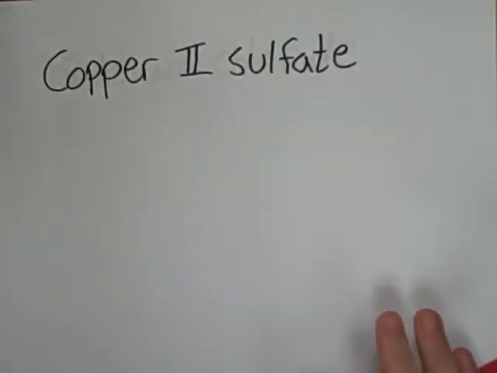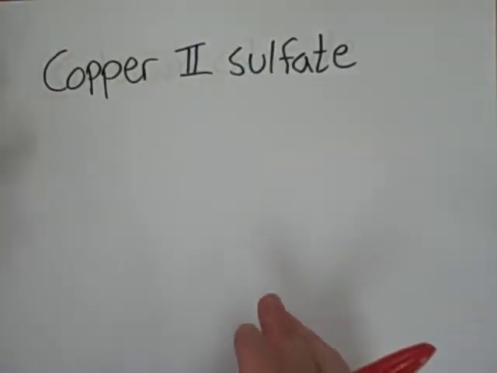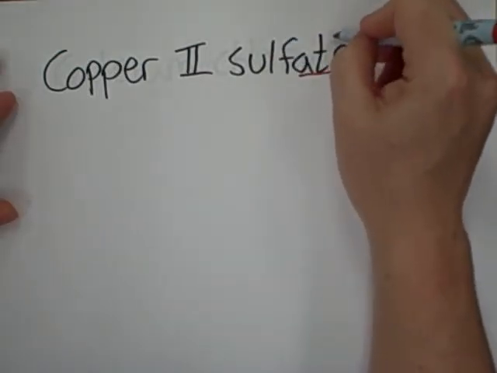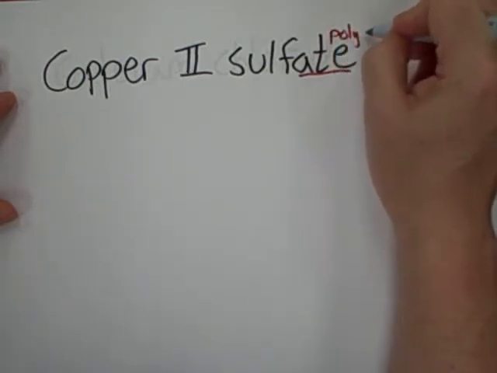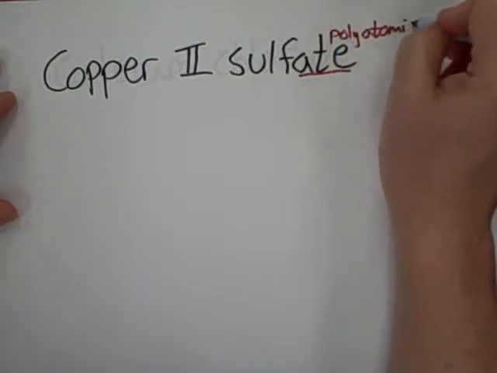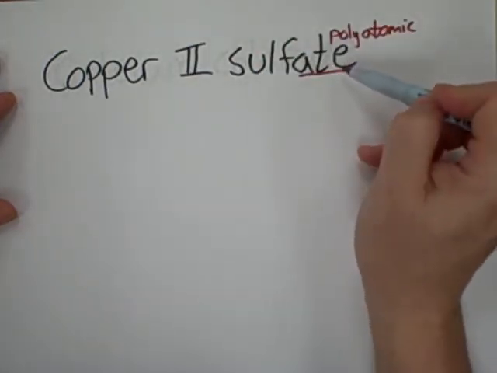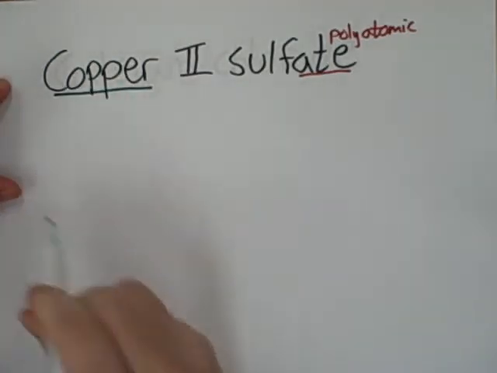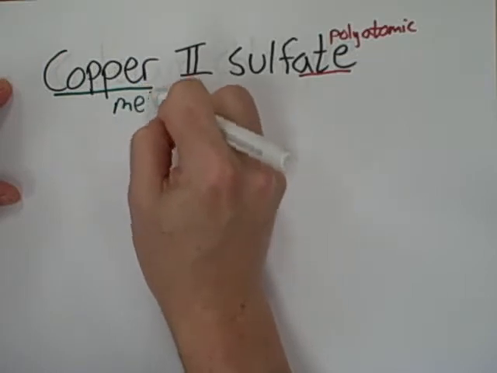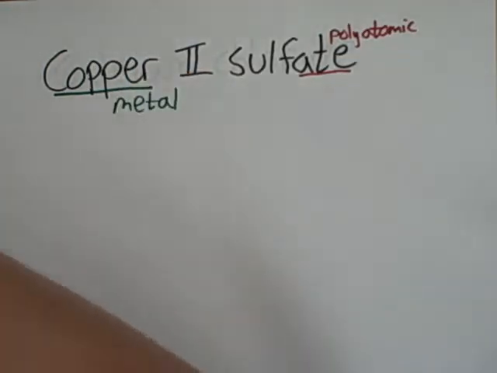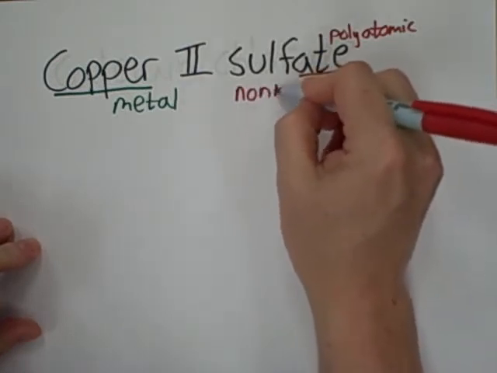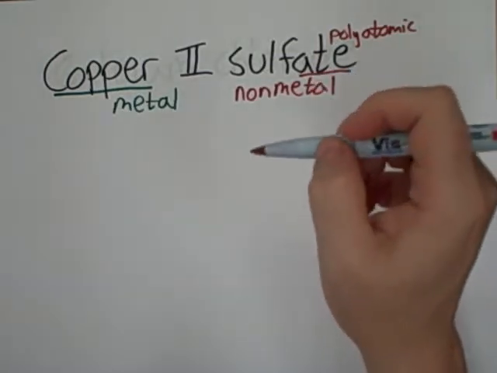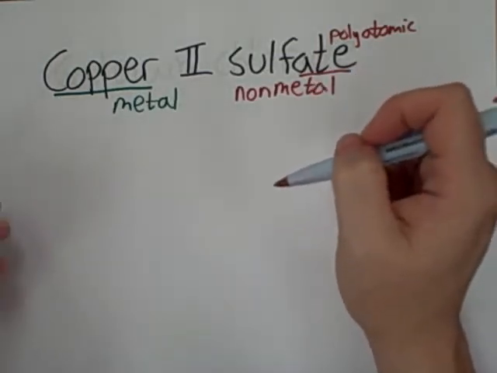The next problem is copper 2 sulfate. Sulfate, the ATE ending tells us we have a polyatomic ion. So these are a group of nonmetals. However, copper is a metal. So we have a metal plus a nonmetal, we have an ionic compound. So what we have to do is crisscross their formulas.